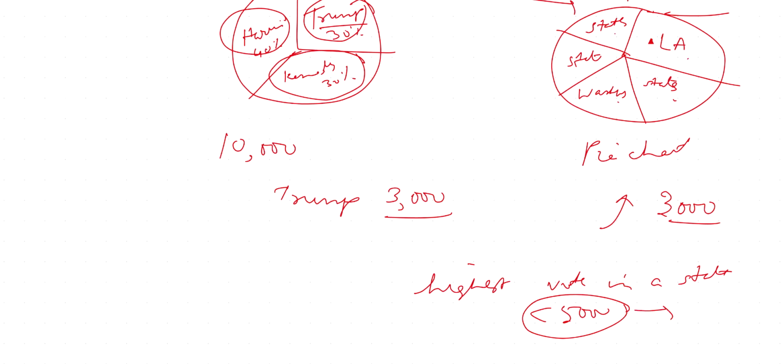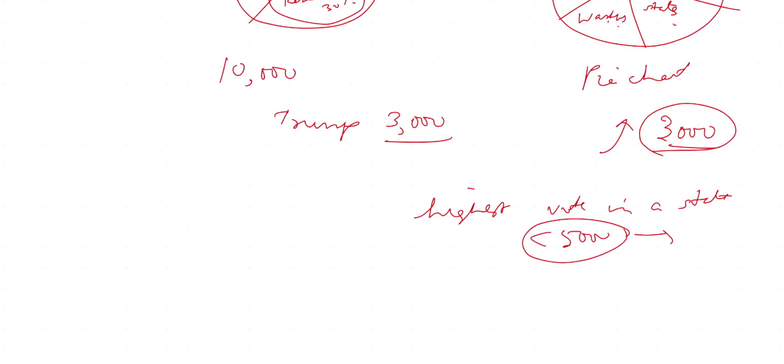So there are these five states. The number of votes received by Trump is totally 3,000. Can the highest vote be less than 5,000? Yes, it can be less than 5,000. Why can it be less than 5,000? Because the total itself is 3,000. It was a very basic question.